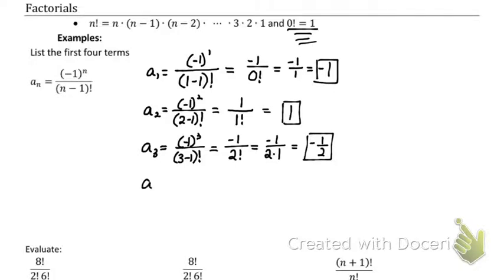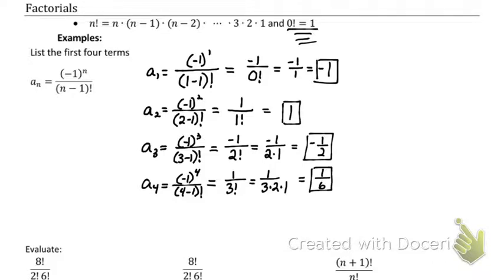Okay, let's go down to the fourth. Fourth is going to be negative 1 to the 4th power over 4 minus 1 factorial. Negative 1 to the 4th is a positive 1. On the bottom, we'll have 3 factorial, which will equal 1 over 3 times 2 times 1. Well, 3 times 2 times 1 is 6. So we'll go 1 over 6.